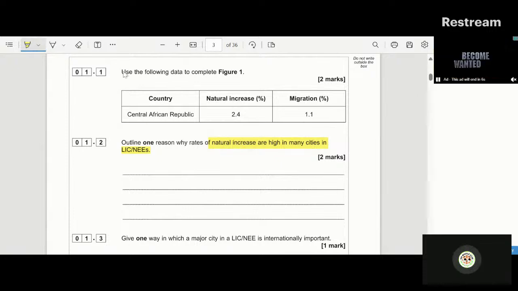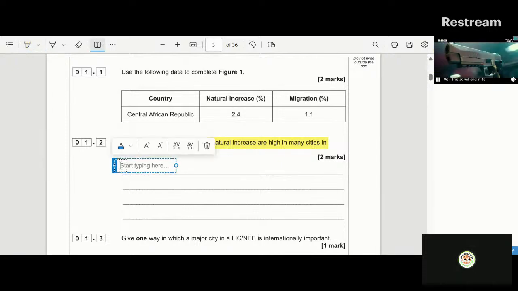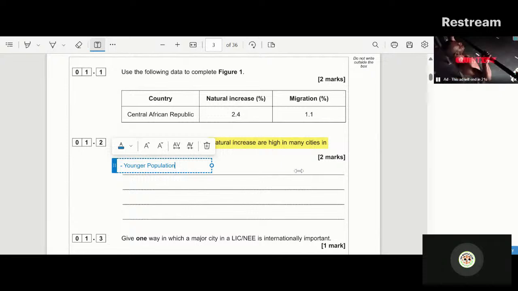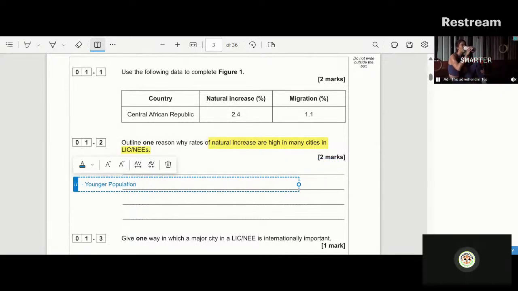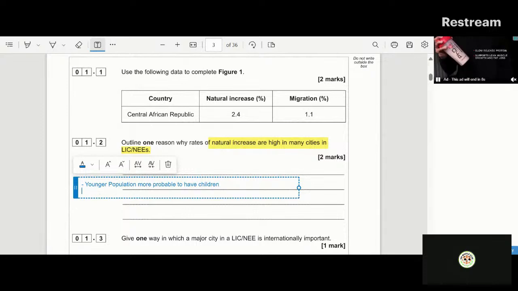So there are different possible things you could say. You can say there is a younger population. As we spoke about in yesterday's live, a lot of people who are migrating to the cities, rural to urban migration, are the younger population because they're looking for job opportunities. So for the younger population it's more probable for them to have children and reproduce. That's one mark there. So the population is younger, saying that is one mark. And then the second point, so it's more probable to have children, that's another mark.